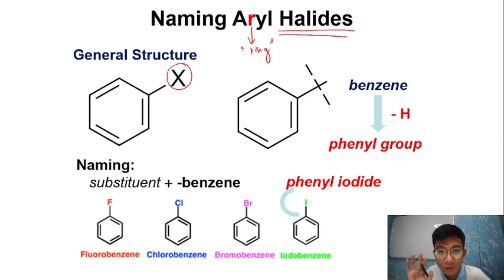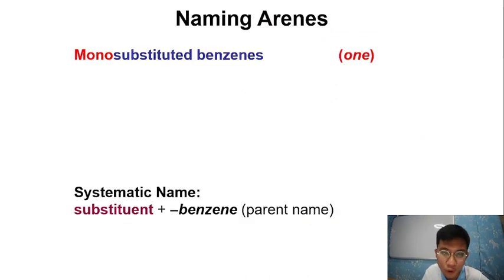So, naisip niyo ba yung gagawin kong sunod? Ito kasi ay isang substituent lang. So, when we say substituent lang, that's your mono substituted benzene. So, ganun lang din yung substituent.